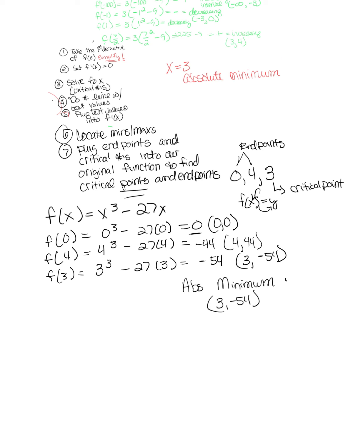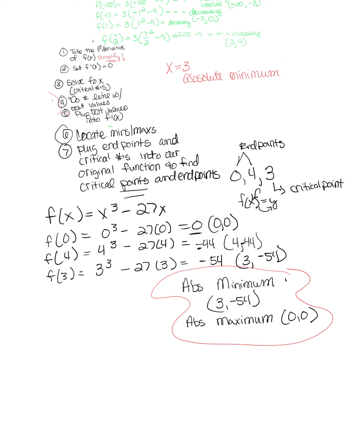Now, that's not all that we see here. We see that on this closed interval, we also have an absolute maximum. And that is going to be, oops, let's make sure that's negative, because we have a negative right there. Our absolute maximum is going to be at 0, 0, because 0 is higher than negative 44 and higher than negative 54. So if you have a question that says locate the absolute extrema on a closed interval, these are the things you're going to want to do.